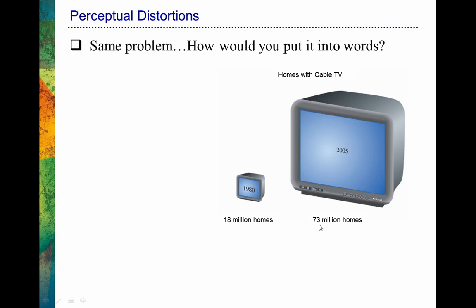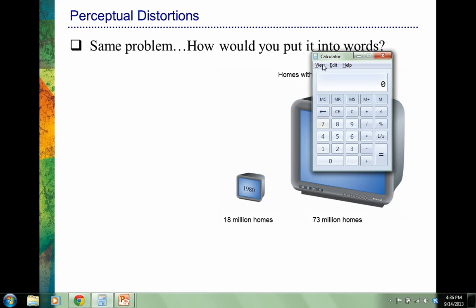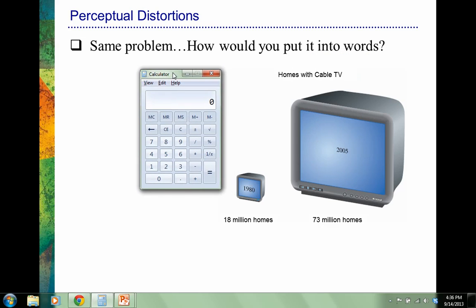So the first thing that I want to check out, and I'll pull up our calculator, move it out of the way, is to determine what are the relative proportions of these values here. I want to get a sense of, is 73 million 2 times 18 million, or 3 times 18 million, or 10 times 18 million? Let's just go ahead and figure that out really quickly.